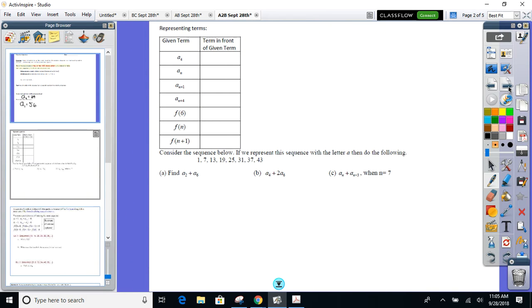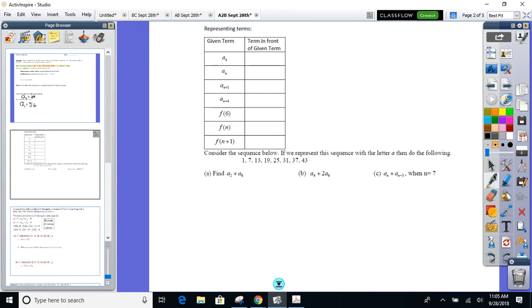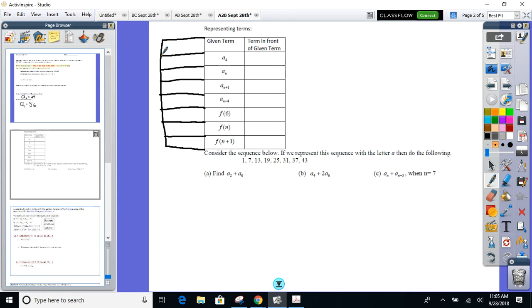Okay, let's do this a couple times. Do you guys have room right now to add a column on the left-hand side for me? Add a column on the left-hand side. And I want this column to be labeled term before.